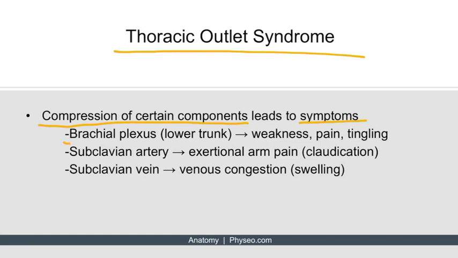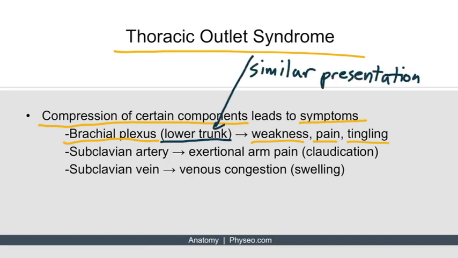If the brachial plexus is compressed, the patient can experience weakness, pain, and tingling of their arm. Nearly any part of the brachial plexus can be involved in thoracic outlet syndrome, so don't get wrapped up thinking about specific branches of the plexus. Just know that the patient can experience weakness, pain, and tingling. But the symptoms that the patient has, in terms of location, represent that of a lower trunk lesion, and that was discussed in Section 2 of this chapter.